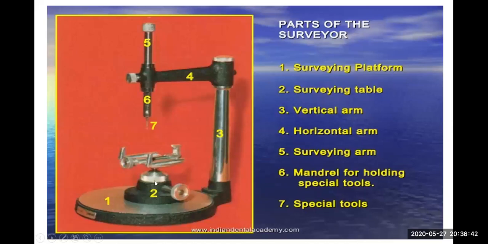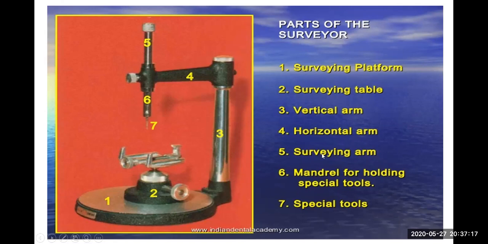Number 1, the surveying platform, is the big platform that the entire surveyor is sitting on. The survey table is where the model is attached. You see a knob there where you can control the table. You can move it in order to achieve different kinds of tilt. As you go along, you will know the tilting that we're talking about.